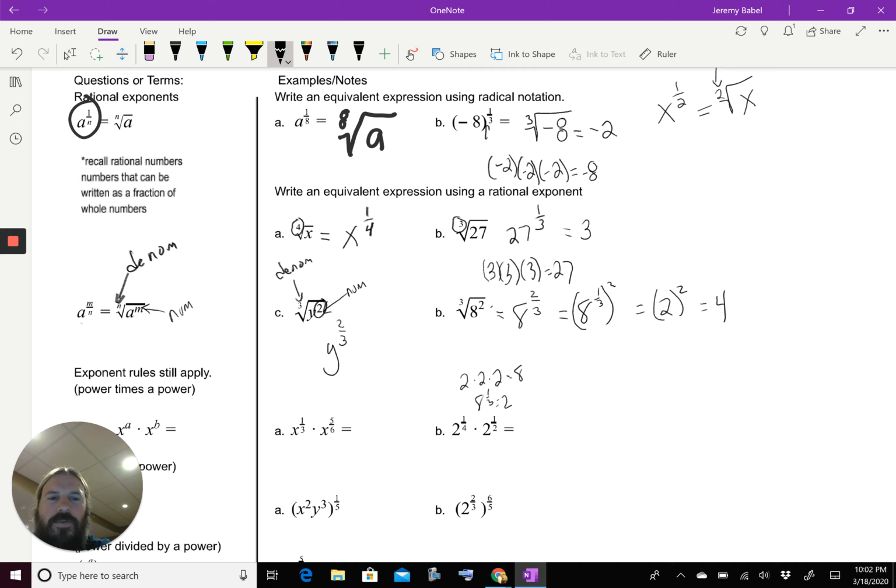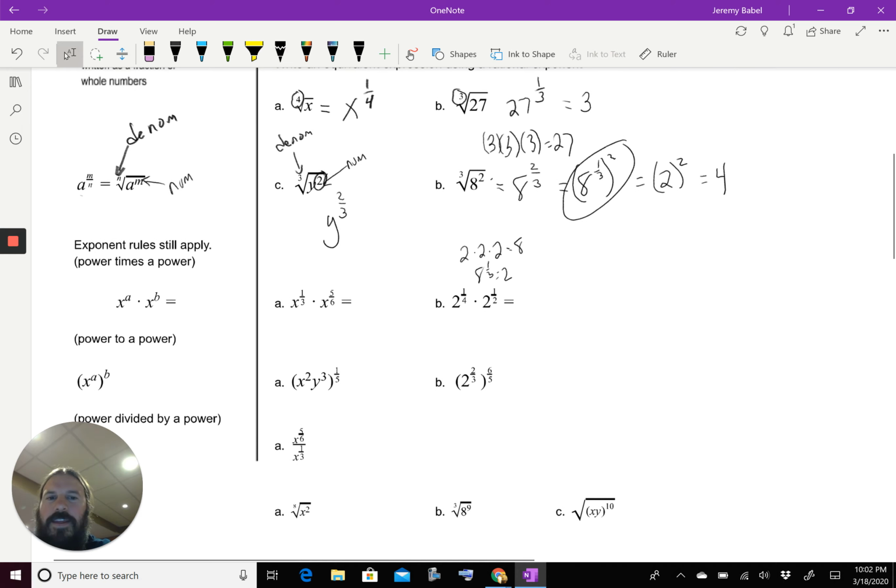So I did kind of use an idea here that's actually the next thing, and that is that exponent rules still apply. So back when we were just using whole number exponents, if we had x to the a times x to the b, well, that was x to the a. Whoa, that really did not write very well. I apologize for that.